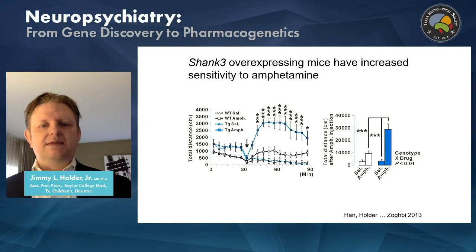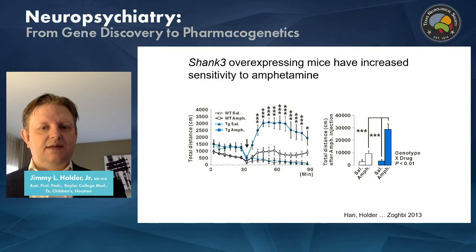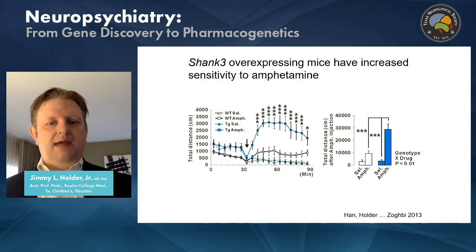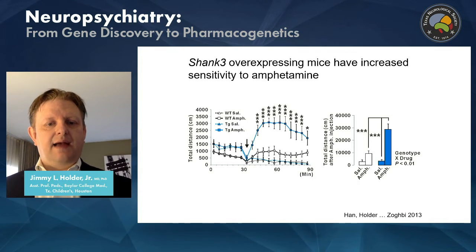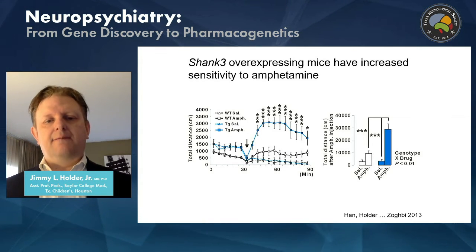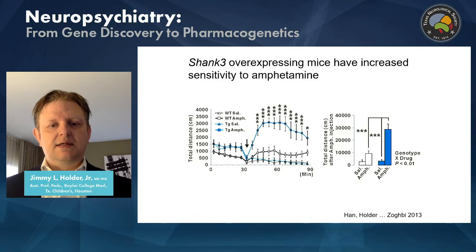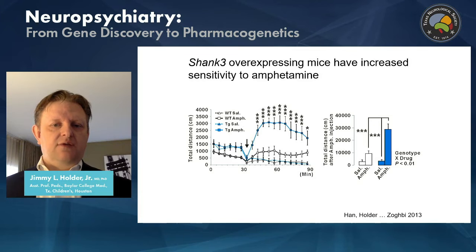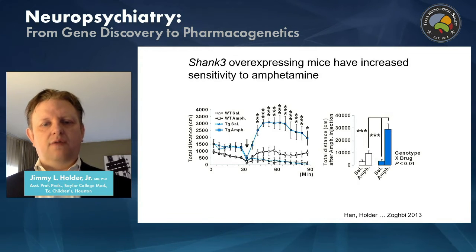Interestingly, when we did this, we found exactly the opposite of what we expected. So here again is data shown from an open field assay. The first 30 minutes of the graph on the left shows the baseline hyperactivity of Shank3 overexpressing mice. And then 30 minutes into this test, we gave half of the SHANK3 overexpressing mice, and half of the wild type mice, a low dose of amphetamine.